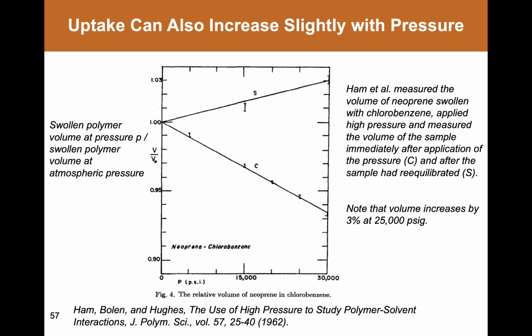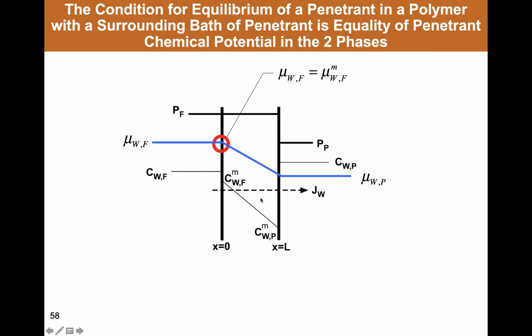And so we have three different cases. One is the sample can uptake somewhat more penetrant as pressure increases. Another case is there can be essentially no change in penetrant uptake with pressure. And the third case is there can be a slight reduction in penetrant concentration with pressure. And so the model that we're going to use must reconcile all three of these experimental observations if it is in fact a general model.